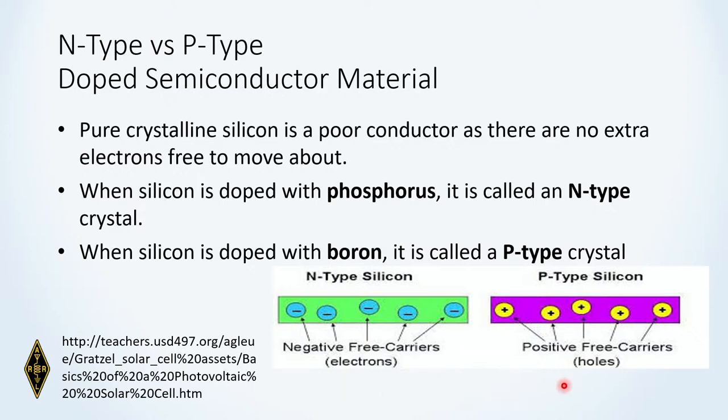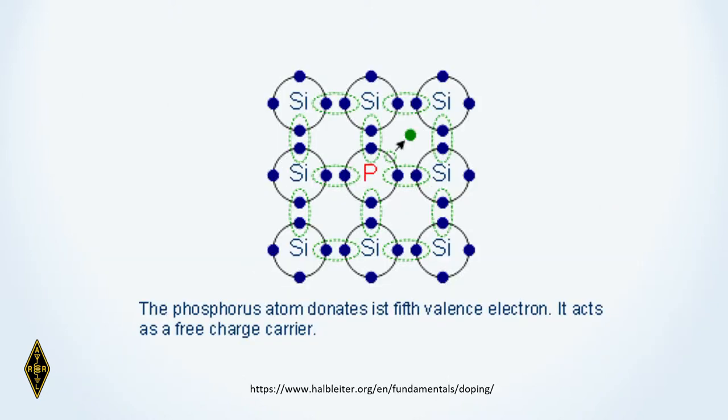P-type silicon material has excess holes, which, remember, were the absence of electrons. So here, for example, is a phosphorus atom donating its fifth valence electron. So you've got silicon doped, in this case, with phosphorus. It's got an extra electron that can't bond to anything, so it wants to conduct. So this would be an N-type material.